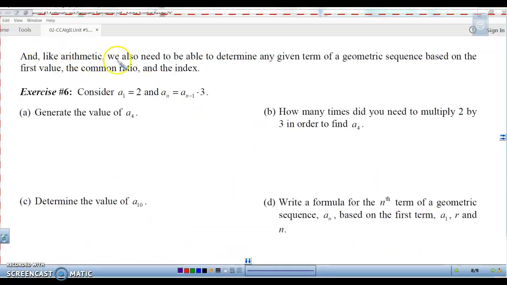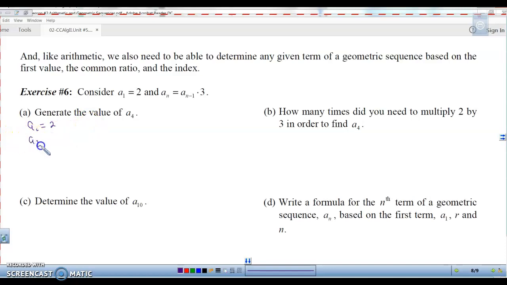Okay, now like arithmetic, we also need to be able to determine any given term of a geometric sequence based on the first value, the common ratio, and the index. All right, so if we have this exercise, consider a1 equals 2, a of n equals a of n minus 1 times 3. All right, so I need to generate the value of a of 4. So I need to know all the terms before a of 4 to figure out what its term is based on this. I know my first term is 2.